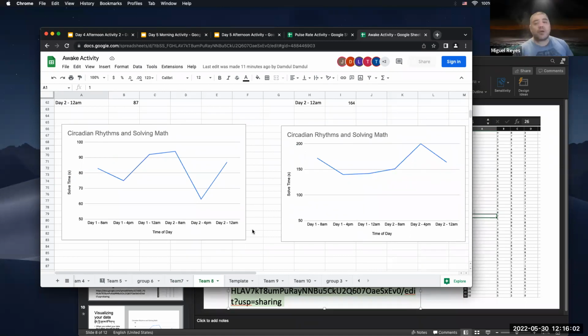Very good, my friends. I am very proud of all of you. Thank you for taking part in this activity. Here you could essentially visualize your own circadian rhythm within your brain activity. And that is a very important thing that we can do.